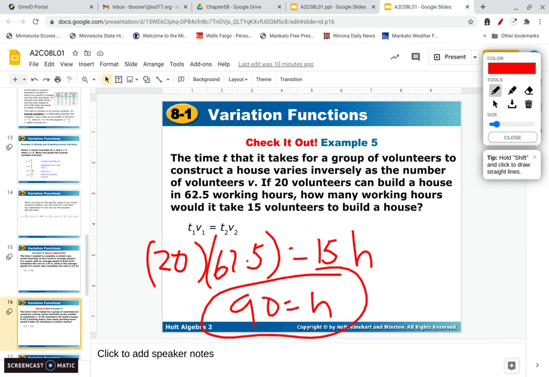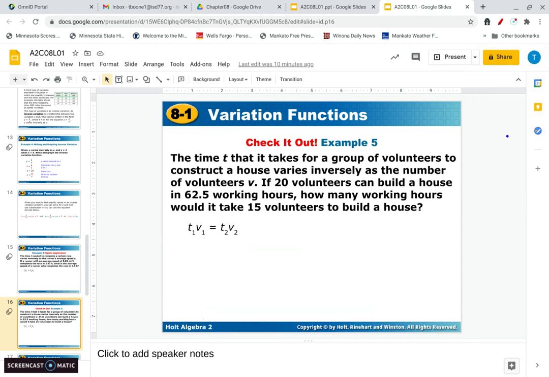So that's how you set up inverse variation. Again, put those in your notes, and everything should work out very well. So again, 3 types of variation: we have direct, joint, and inverse variation.